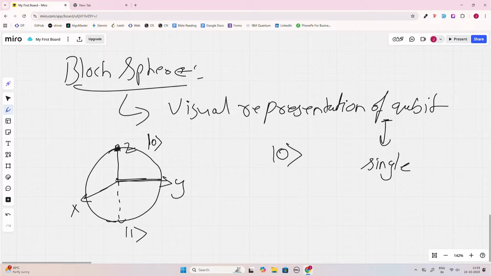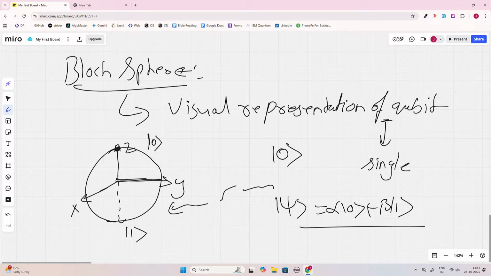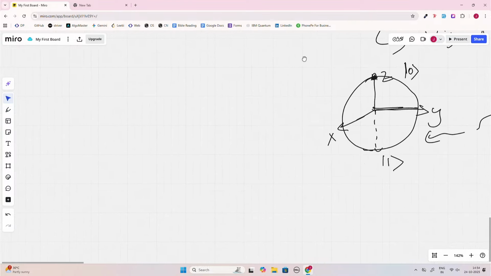Now, how exactly can I define a state inside a Bloch sphere? I told you psi equals alpha |0> plus beta |1>. How can I show this inside a Bloch sphere? That's the entire deal actually. For that you need to know one equation of the Bloch sphere. That equation goes like this. I will also tell the derivation of how that came, not a problem.